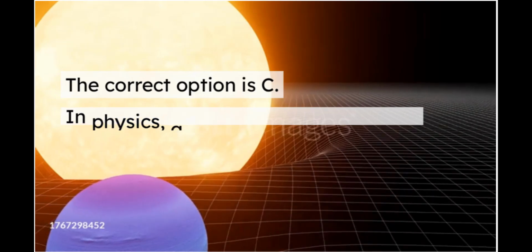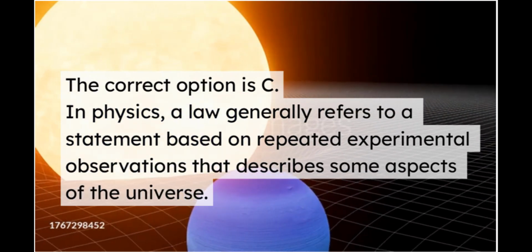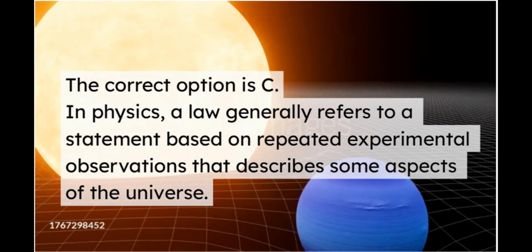The correct option is C. In physics, a law generally refers to a statement based on repeated experimental observations that describes some aspects of the universe.